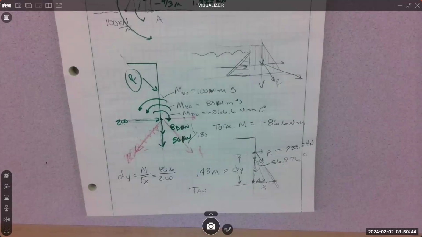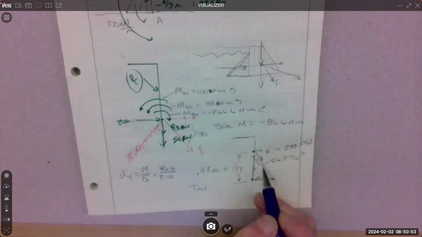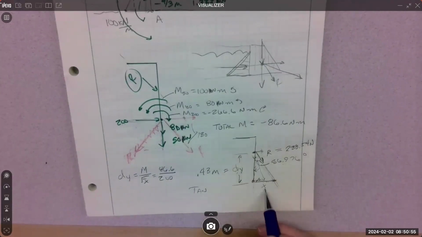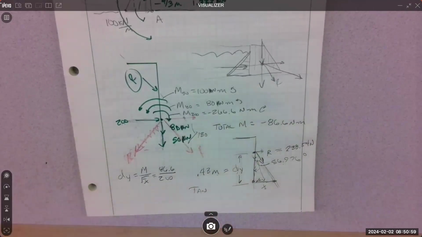So you pop back and forth between using distances and using angles. We used vectors to get that angle. Then we got that angle. Now I'm going to use distances to get that distance, the 0.43 meters. So you've got to flip back and forth.